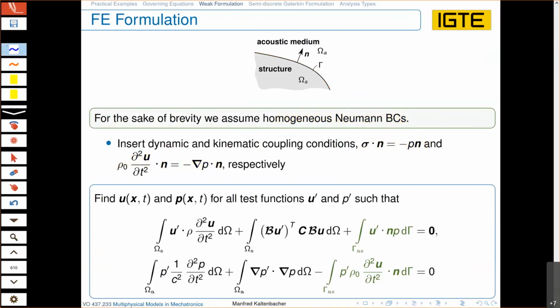And as you can see here, we get an additional term on the coupling interface in the mechanical equation. And you see how the acoustic pressure couples into the mechanical weak formulation, and on the weak formulation for the acoustic field we get this term here, and you see how the acceleration, the second time derivative of the displacement, couples into the weak formulation of the acoustic system.